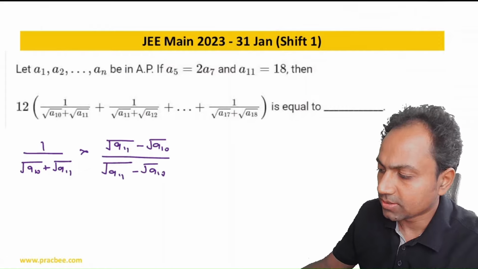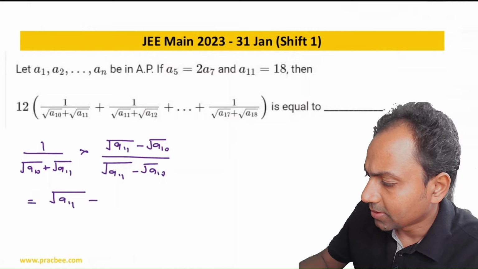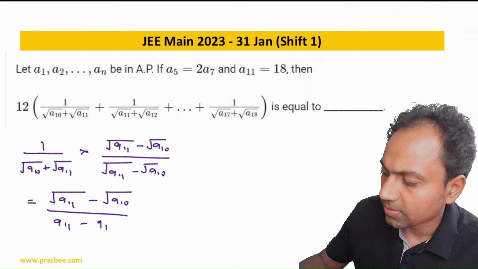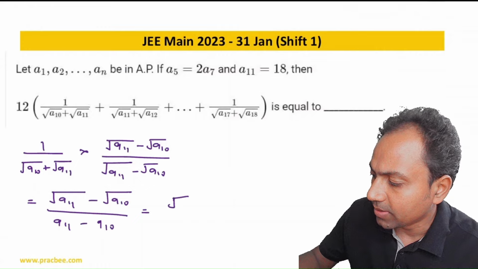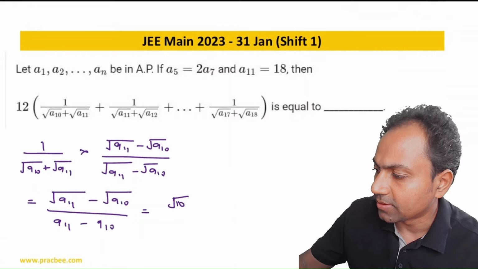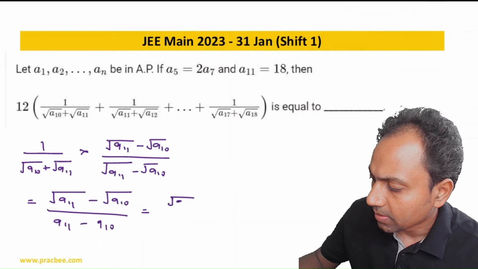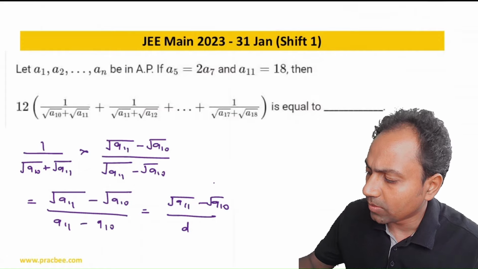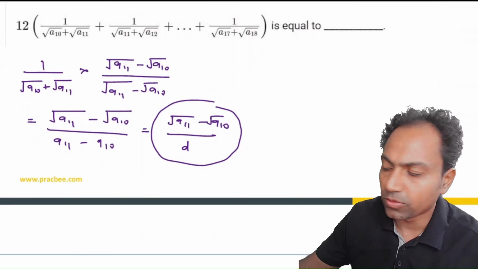Now, once I do this, what I will get in the numerator is nothing but root of A11 minus root of A10, while in the denominator, what we have got is A11 minus A10. Now, A11 minus A10 in the denominator can be written as nothing but T. Once you have done that, you can use the similar format for all the terms. So if I try and complete this series in this new format, it will look something like this.